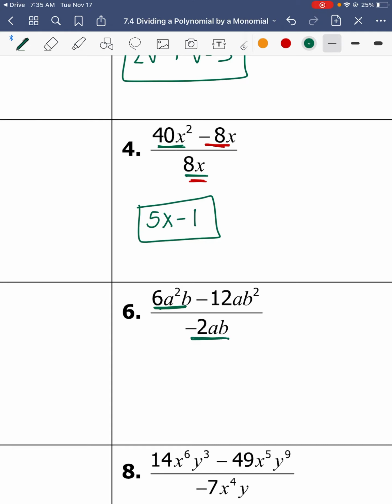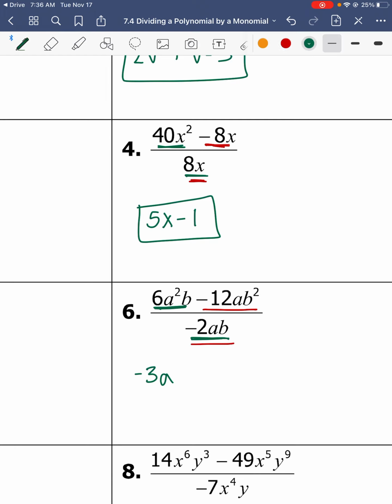Number 6, 6a squared b divided by negative 2ab. So 6 divided by negative 2 is negative 3. A squared divided by a is a, and b divided by b is 1, so we'd be multiplying by 1. We don't need to write that.